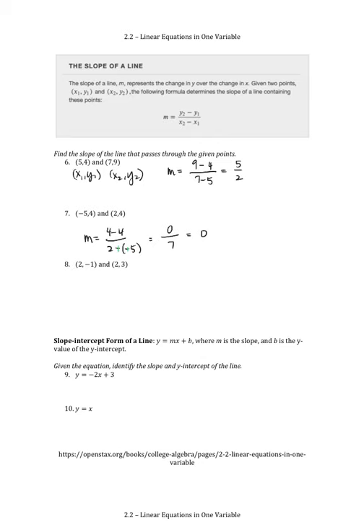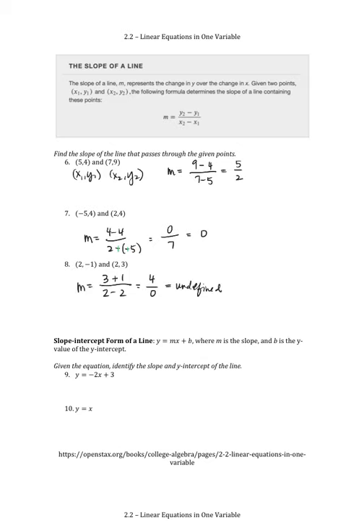Let's compare that with number 8. So here we'll have 3 minus a negative 1. So instead of doing minus a negative 1, I just skipped to plus 1. And 2 minus 2. So that's going to be 4 over 0. This is going to be undefined.